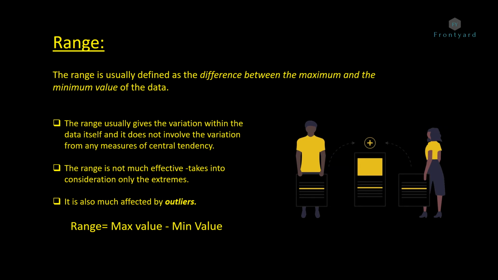Range usually takes the formula maximum value minus minimum value. For example, consider the sequence of numbers from 1 to 100. Its range is 100, that is maximum value, minus 1, that is minimum value. So range will be 99.